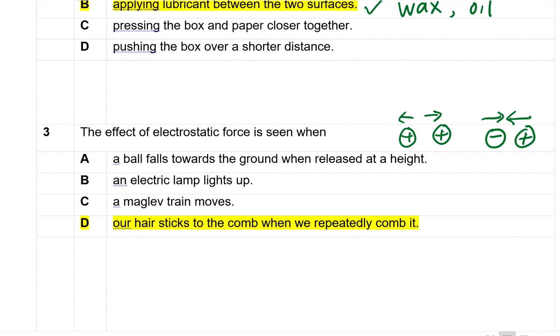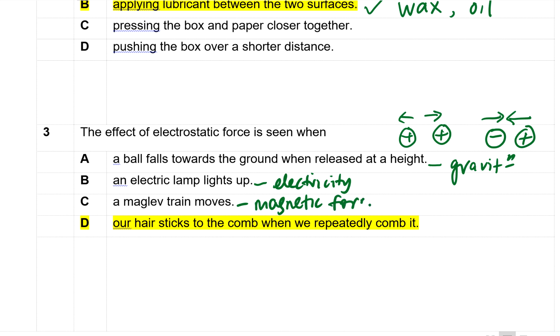And so which one is an example? Now the ball moving towards the ground, that is actually gravitational force. All right. An electrical lamp lights up. This is actually electrical energy. Okay, so that's due to electrical energy, electricity. Maglev train, this is definitely magnetic force, a bullet train. So that's caused by magnetic force. And our hair sticking to the comb.